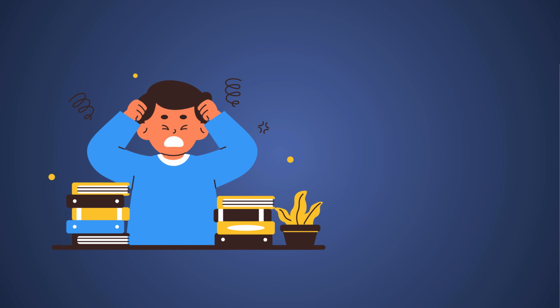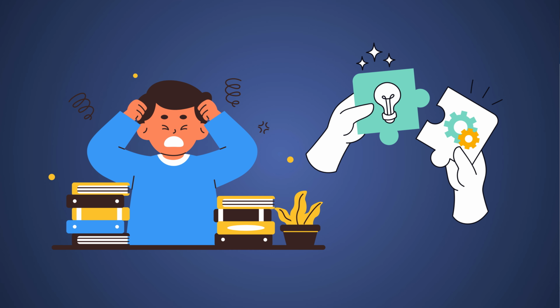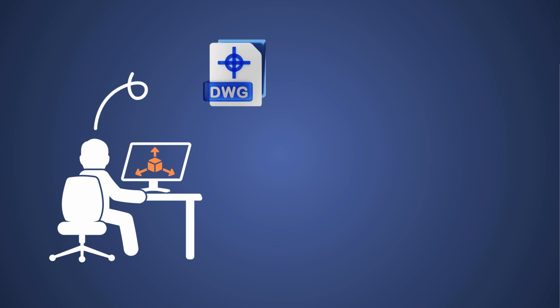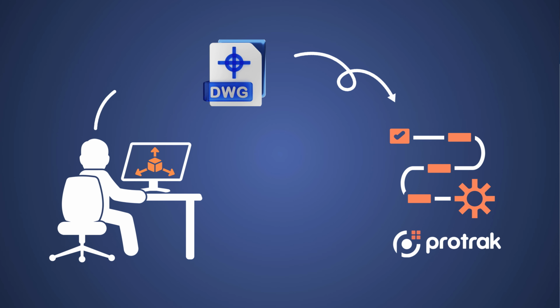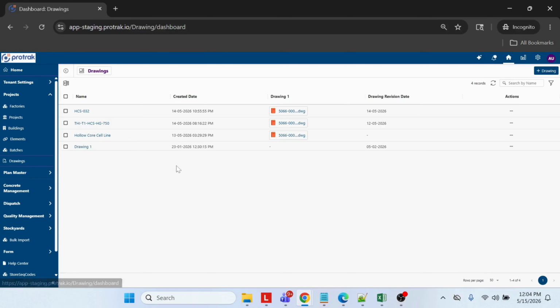To address these challenges, Protrak provides an automated BOM extraction solution that directly reads engineering and production data from AutoCAD DWG drawings and integrates it with the precast manufacturing workflow. Let us now see how this process works.